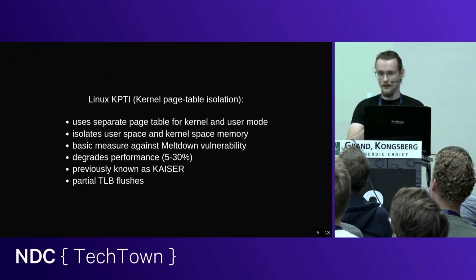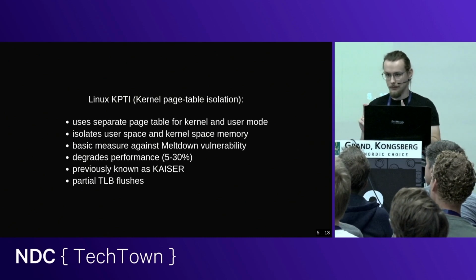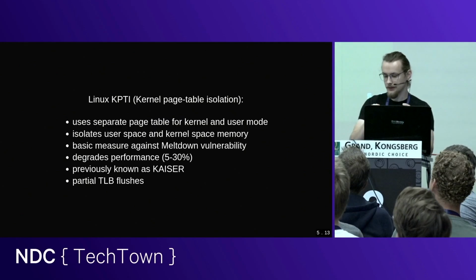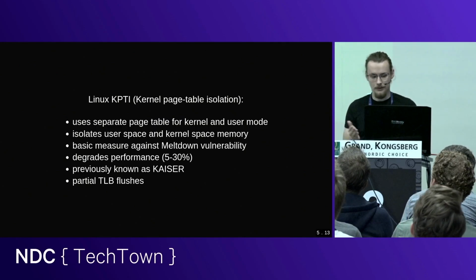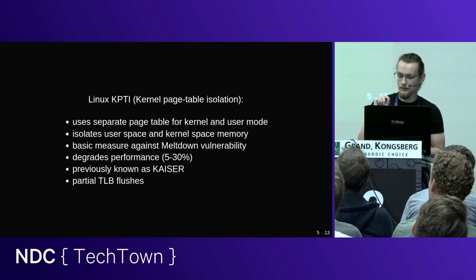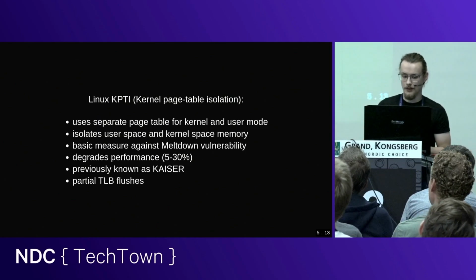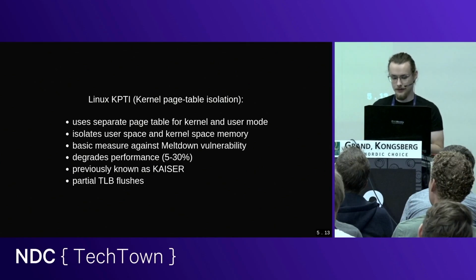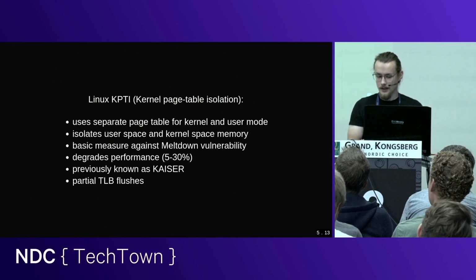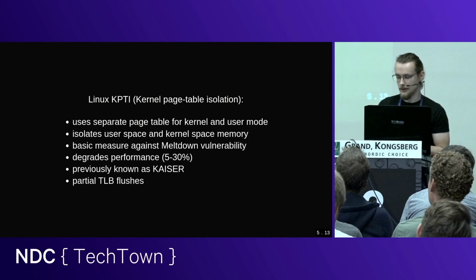It does it by having a separate page table. So it's still one address space, but there are two separate page tables describing that address space. One page table is complete; it has full information for kernel mode. And one page table has only this minimum subset of the kernel. It provides some isolation between user space and kernel space. And it turns out it's a very good measure against the Meltdown vulnerability.